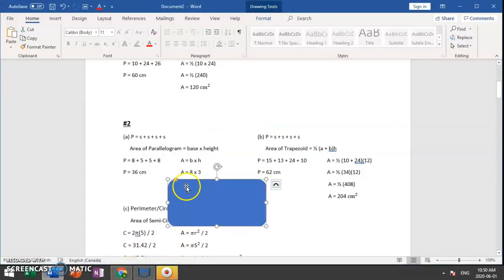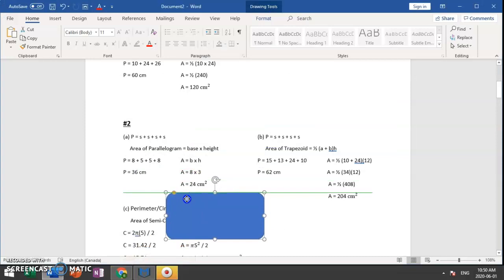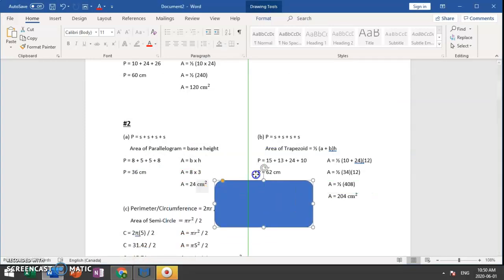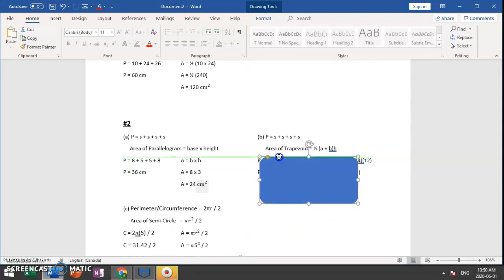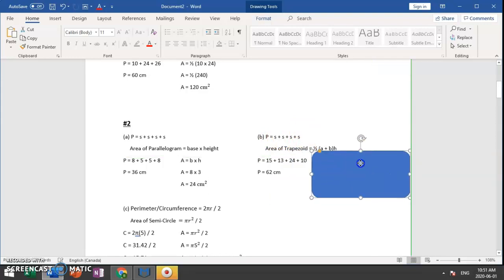Put the numbers in, multiply them by each other. 24 centimeters squared is the area of that parallelogram. Probably the trickiest shape is the trapezoid. Perimeter, just add all 4 edges of the outside, same as always. 15 plus 13 plus 24 plus 10, 62 centimeters. That's our perimeter of the trapezoid.